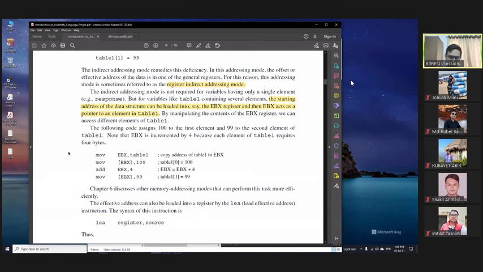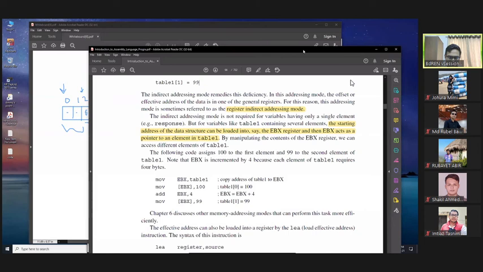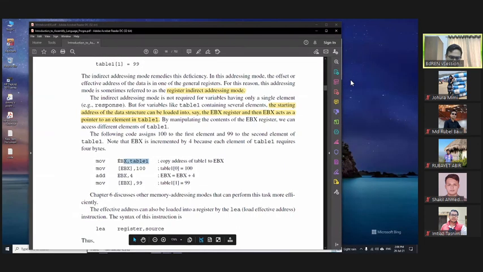So as I said, we need to store the first memory location, the address, into one register, and that's how we can store the memory location into EBX. EBX is our pointer register. That means we copy the first address of table 1 into the EBX register, right? And then we move the value. Remember, the brackets mean the value at the address in the EBX register.